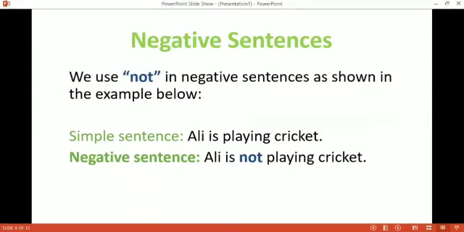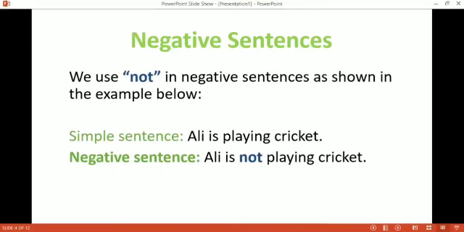First, we will learn how we can make a simple sentence into a negative sentence. Okay, children, we use not in a negative sentence, as shown in the example below. Not means negative, no or not means negative. We put not in a simple sentence and it will become our negative sentence. Let's see how we can make it.